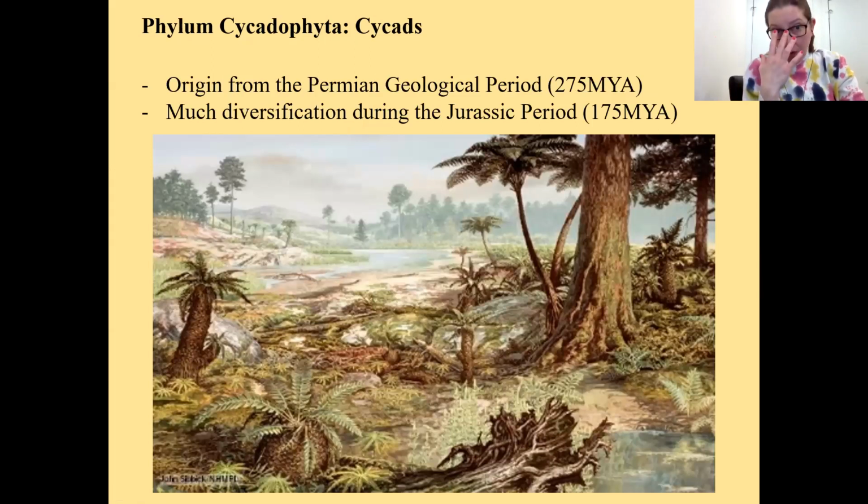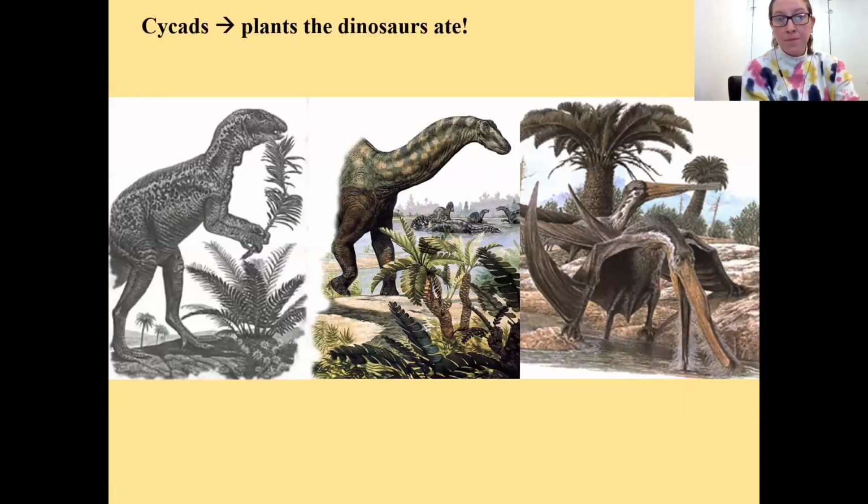When did the cycads show up? Well, a long time ago, right? Almost 300 million years ago, during the Permian geological period. But they really had an explosion of diversification in the Jurassic period, about 200 million years ago. And so that means that, yes, cycads are plants the dinosaurs ate. And if you don't think that's cool, well, sorry, it's cool.